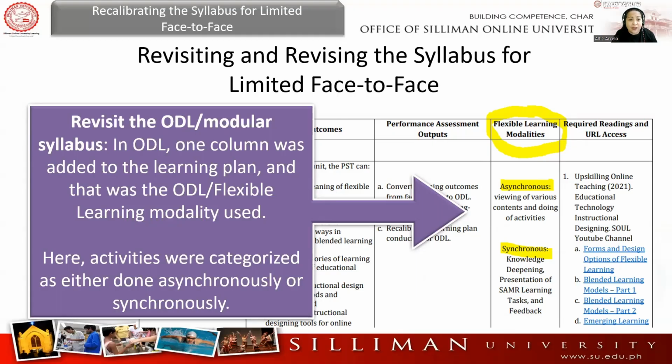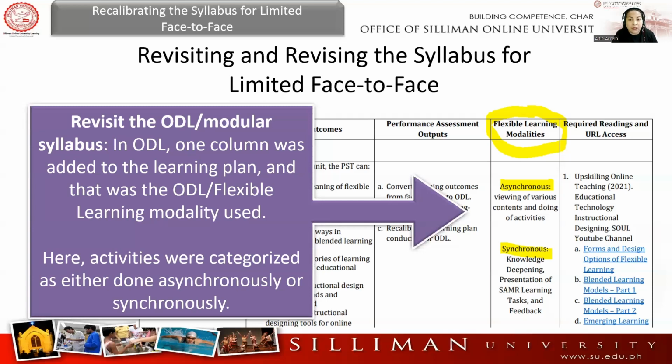It is time for us to revisit the syllabus that we have been using for the last 2 years of the pandemic. They could come in different flexible learning modalities, from online distance learning to modular. In this syllabus, there should be a part that describes how these modalities were specifically delivered, the teaching and learning strategies used, as well as the learning activities conducted in the mode.